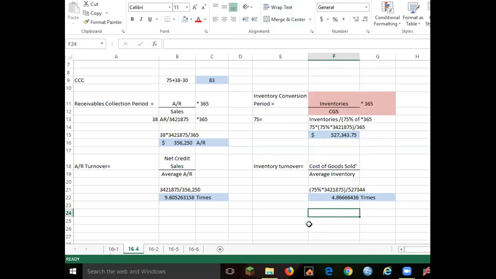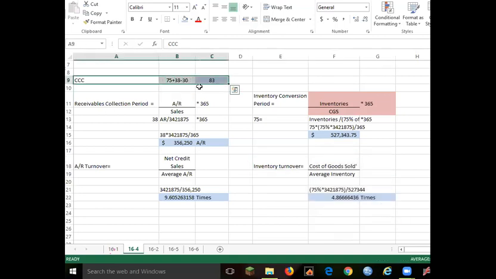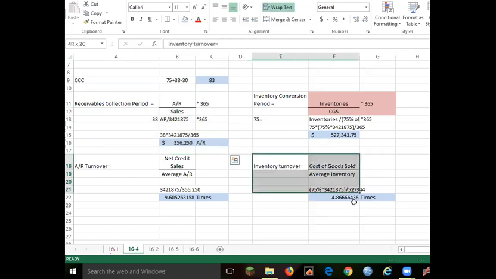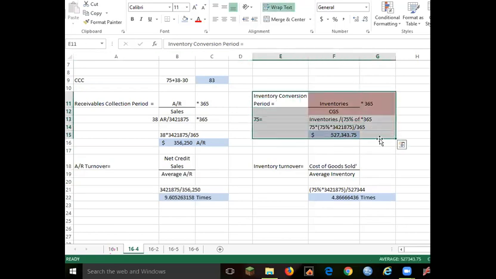So class, in the problem from your course pack, they actually ask about inventory turnover period. This was requirement A, this was requirement B, and this was requirement C. But I have also calculated inventory turnover and inventory conversion period for your practice. Okay, class? So that's it for today's lecture.